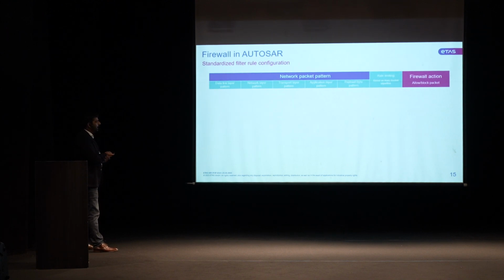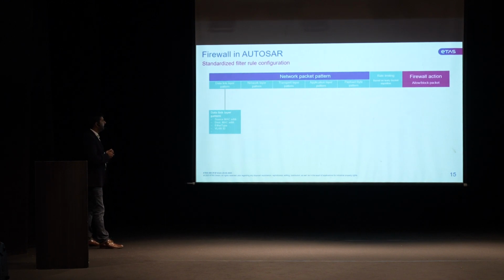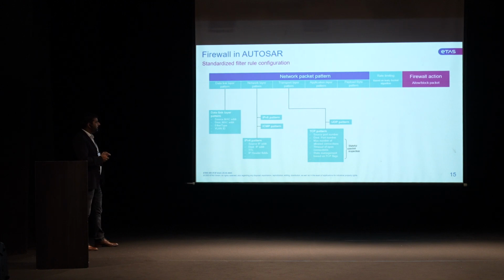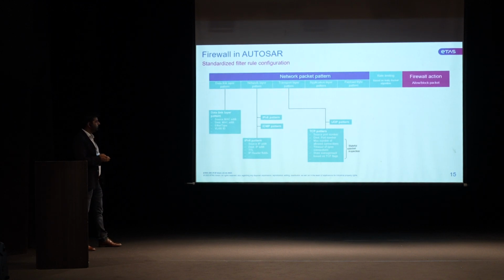What we have done here is, if you go from left to right, it's representing the OSI layers. We define what can be configured at the data link layer, what can be done on the network layer, be it IPv4, IPv6, ICMP, and the same on the TCP and UDP layers. So we can go with stateful packet inspection as per RFC 793 and do a lot more.